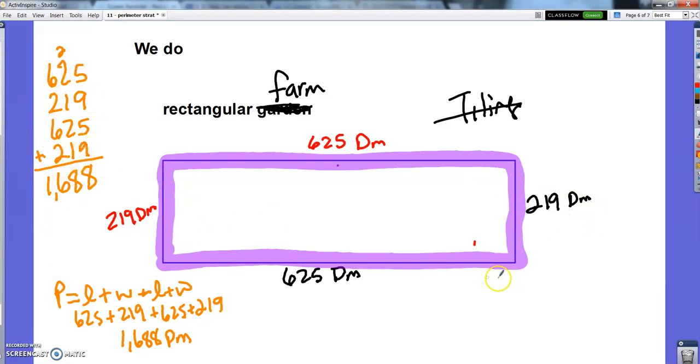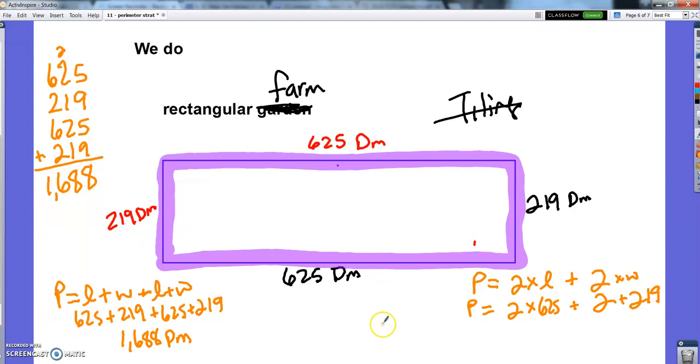Okay, other formula I can do, since there's 2 625s and 2 219s, I can also just treat it that way. I can say I'm going to do 2 times the length, and I'm going to add to that 2 times the width, which is 2 times 625 plus 2 times 219. I'm going to show off my number talk skills here and do these without an area model or a partial product. Check it out.